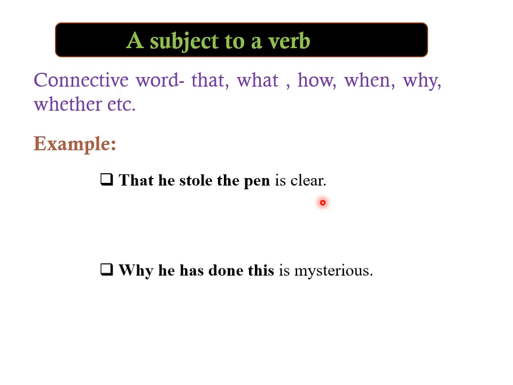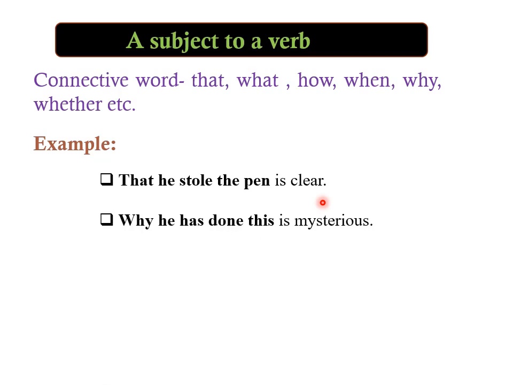So, dear students, next, we see: why he has done this is mysterious. Here also we use noun clause. How? Why he has done this? Why is the connective word and it is started with the word why. Why he has done this is noun clause; is mysterious, that means it is mysterious, is principal clause. So here noun clause used as subject in the sentence. Clear, students?